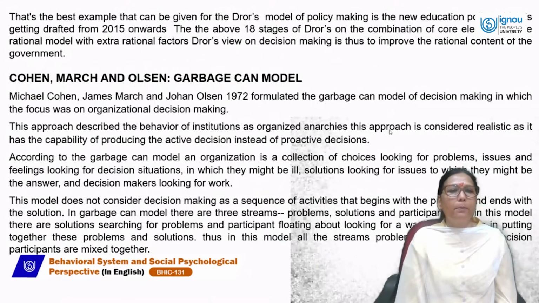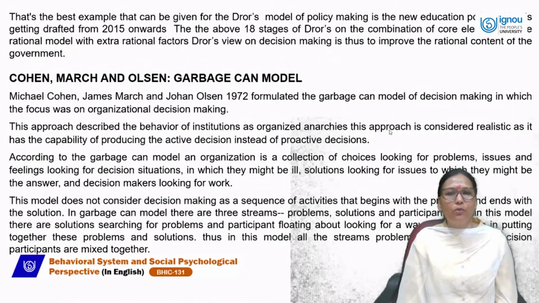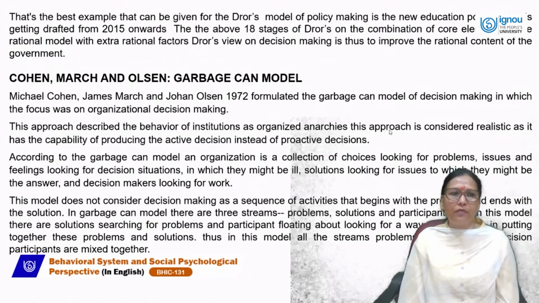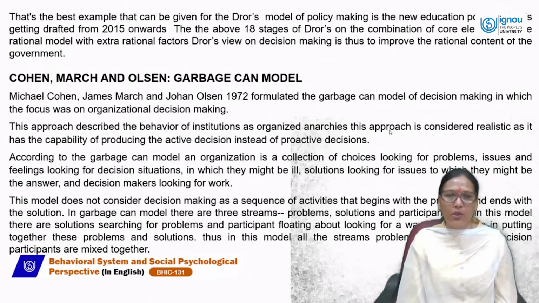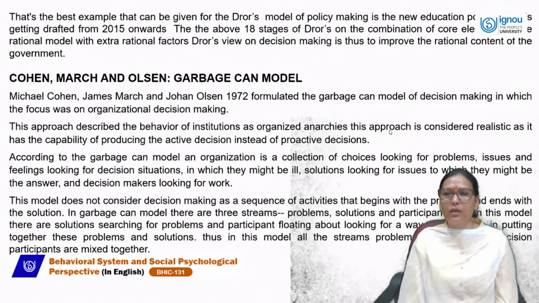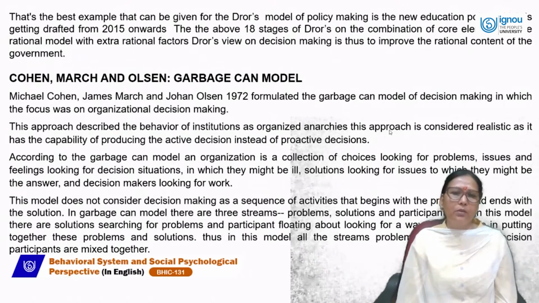The best example that can be given for Dror's model of policy making is the new education policy. Now, this new education policy is the best example of Dror's model of policy making, which is getting drafted from 2015 onwards. The above 18 stages of Dror are a combination of core elements of the rational model and extra rational factors. Dror's view on decision making is thus to improve the rational content of the government. This was Dror's rational model.